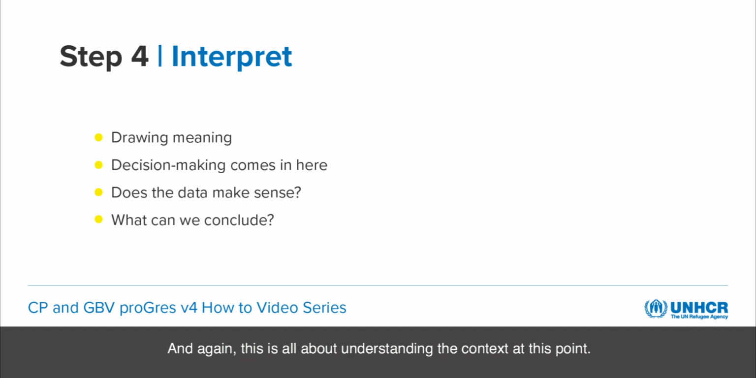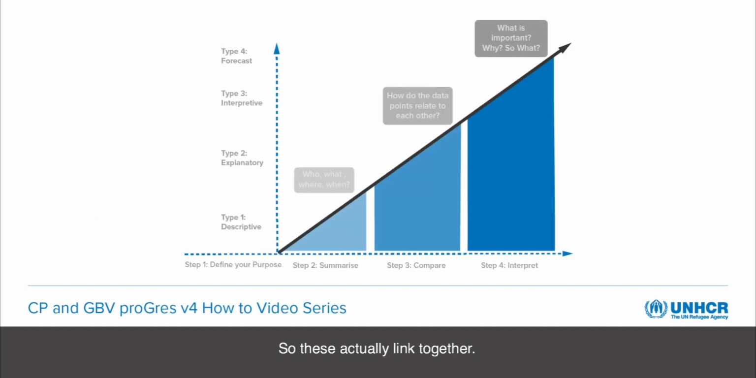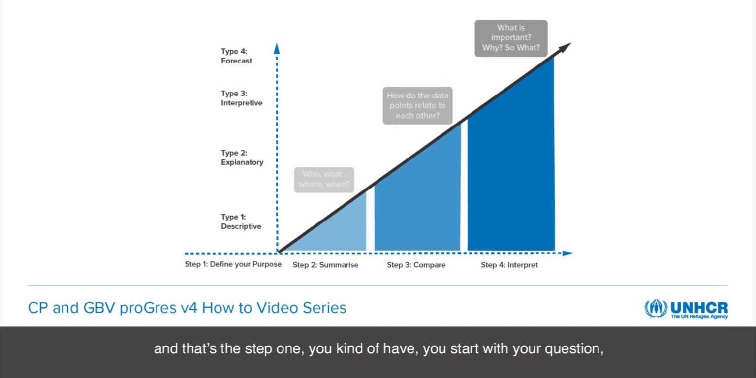And again, this is all about understanding the context at this point. So these actually link together. Usually what you do is, as you're defining your purpose, that's step 1, you start with your question, and you should always do that. Even before you go and start analyzing, you should say, what am I looking for? And then you summarize, and once you've summarized or lumped your data together, you're in a position to do your descriptive analysis. So who, what, when, where, the W's, why is next, but the other W's. And then you start comparing. You're looking at data points, and that's the explanatory. So we see this here and we see this different here. Why? That's the next one.